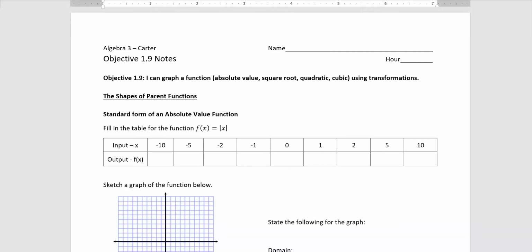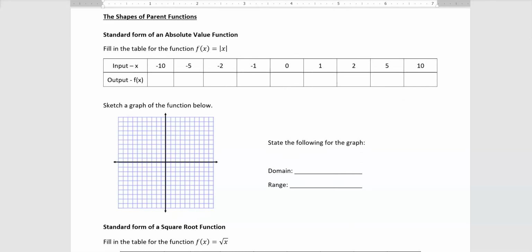Now, Objective 1.9 says I can graph a function, absolute value, square root, quadratic, and cubic, using transformations. And that's what we're going to do today. Before we talk about transformations, let's talk about the parent functions. Let's talk about what the absolute value, square root, quadratic, and cubic functions look like if they're not transformed.